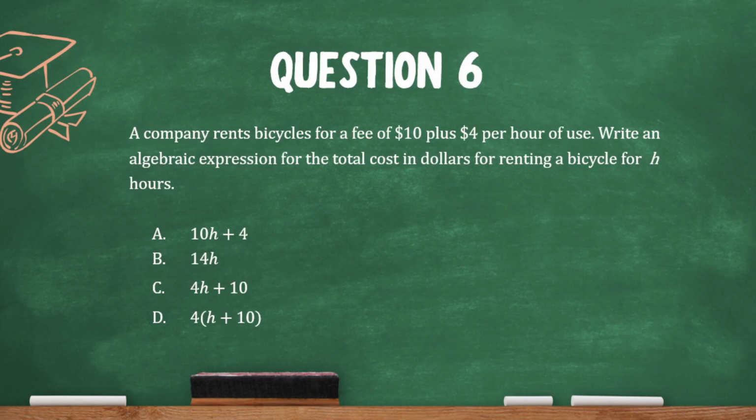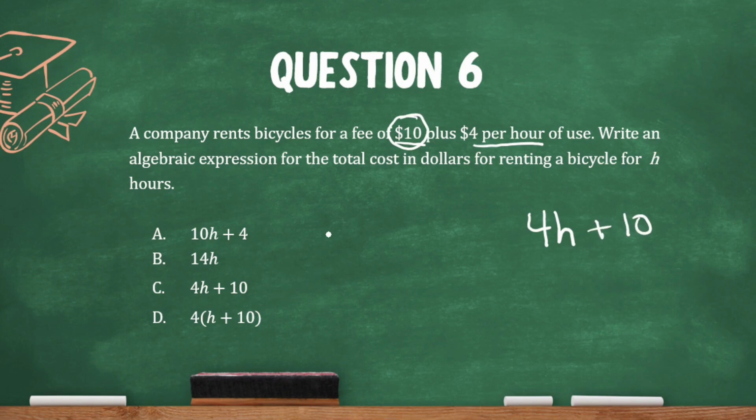6. A company rents bicycles for a fee of $10 plus $4 per hour of use. Write an algebraic expression for the total cost in dollars for renting a bicycle for H hours. Okay, if we're renting it for H hours and it's $4 per hour, we're going to want to multiply 4 times H, and we can show that just by writing them right beside each other. And then that fee of $10 is just a one-time fee, so we'll add that on to that total.